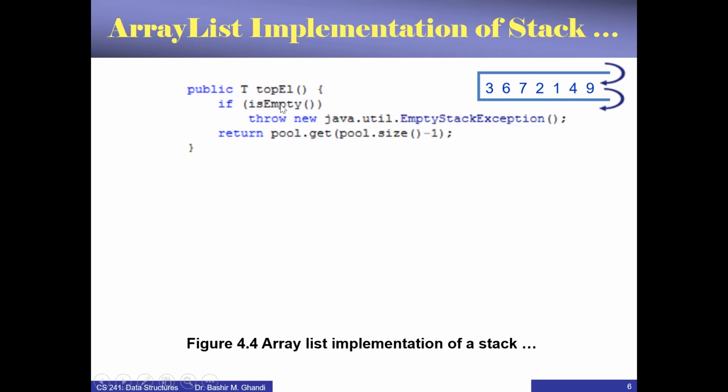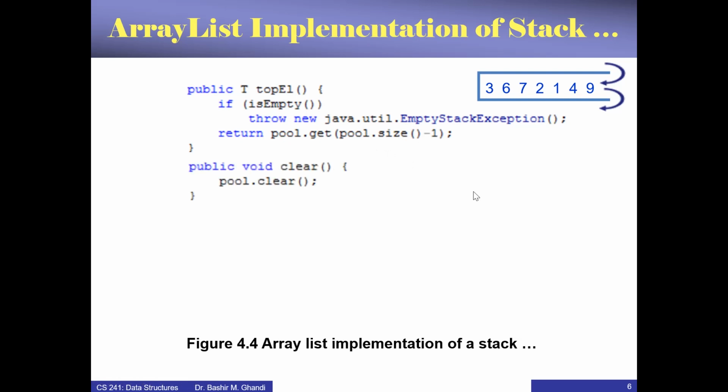Again, you have to make sure the stack is not empty. If it is empty, you throw an exception. Okay, otherwise return pull.get(pull.size - 1).